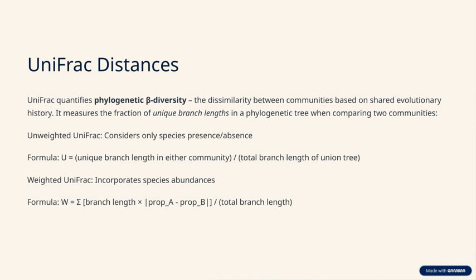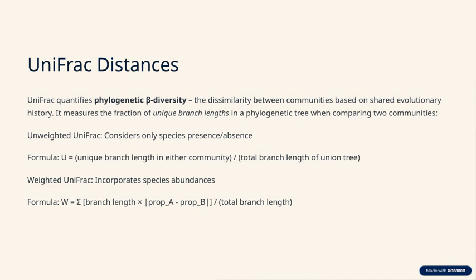Then we have weighted uni-frac, which takes species abundances into account. This provides a more nuanced picture, especially when some species are more dominant than others. Its calculation involves summing the branch length multiplied by the absolute difference in species proportions between the two communities, normalized by the total branch length.